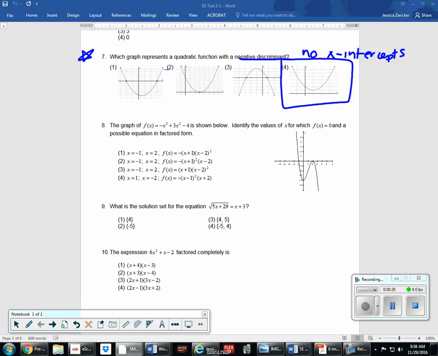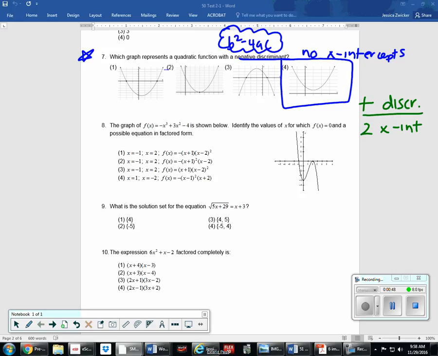Keep in mind that the formula for the discriminant comes from the quadratic formula. It's b squared minus 4ac. You don't need that for this problem. But if they asked you something different, like which graph represents a quadratic function with a positive discriminant, that would mean that you have 2 x-intercepts.